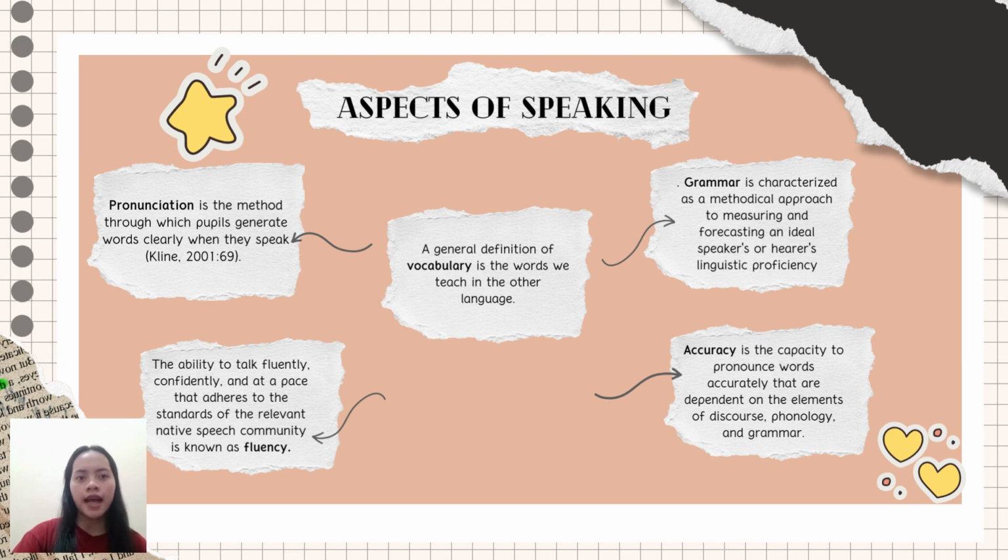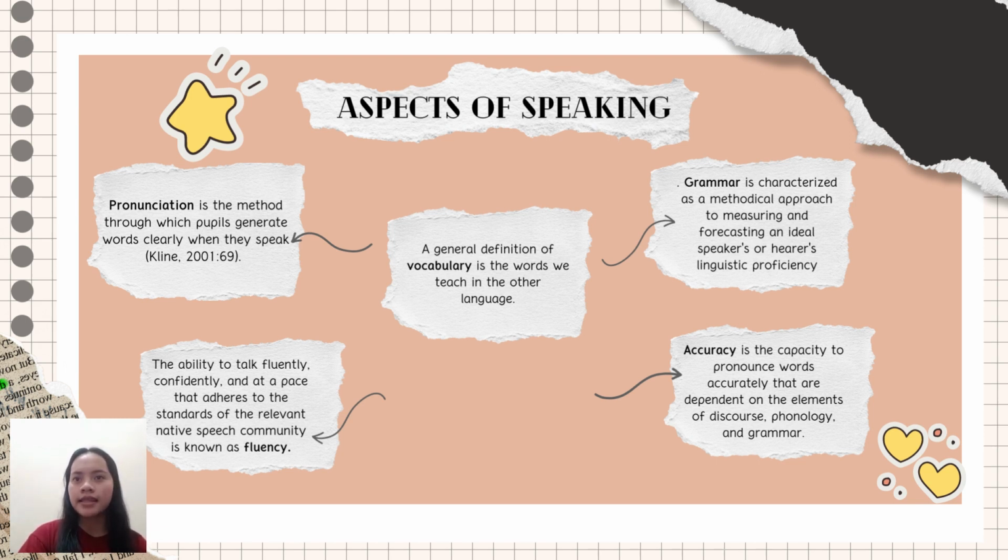Okay, the next is aspect of speaking. For the first is pronunciation. Pronunciation is the method through which pupils generate words clearly when they speak. The second is vocabulary. A general definition of vocabulary is the words we teach in other language. The third is grammar. Grammar is characterized as a methodical approach to measuring and forecasting an ideal speaker's or hearer's linguistic proficiency.